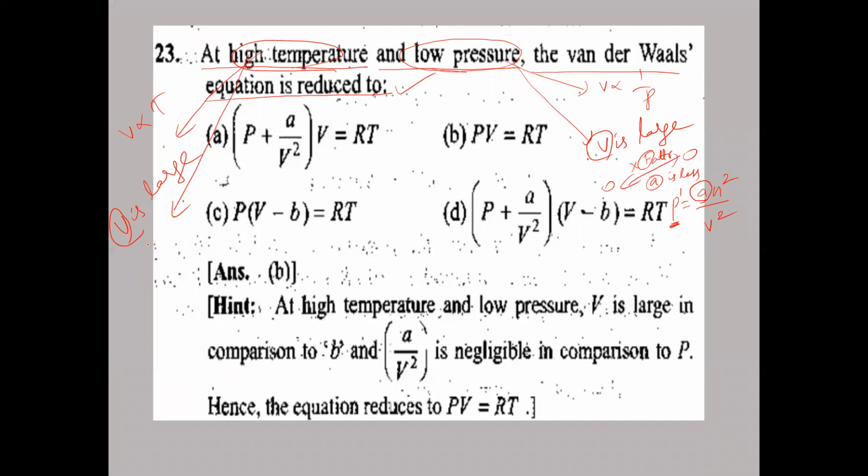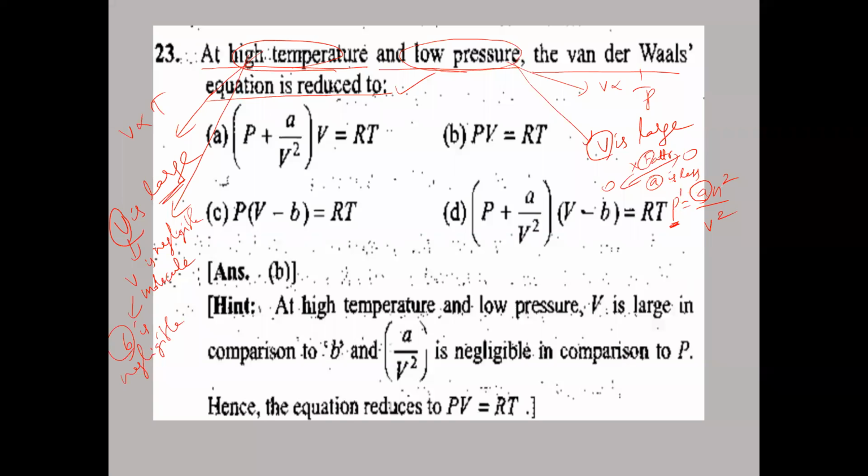And in comparison to the large volume, the volume of a gas molecule, that is 4/3 pi r cube, is neglected. It is negligible. The volume of gas molecules being negligible means b is negligible. Van der Waals constant b, the volume correction, is negligible, and the pressure correction P dash is negligible because a is less.